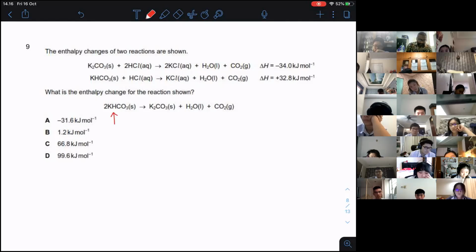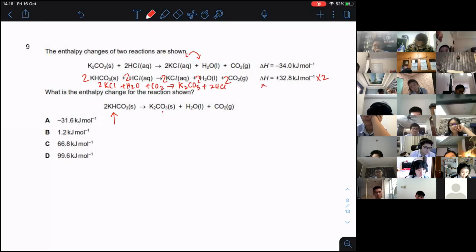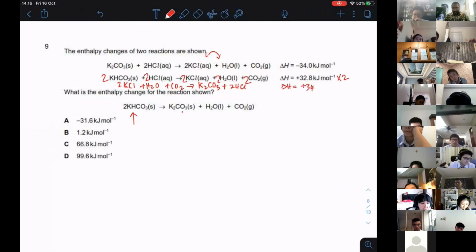Put 2 times everything by 2. On my right hand side, there's K2CO3. You flip this equation. So now I'll write down 2KCl plus H2O plus CO2 gives me K2CO3 plus 2HCl. Delta H is going to be positive 34. I just change negative to become positive. So what I need to do is just add these two, finish.